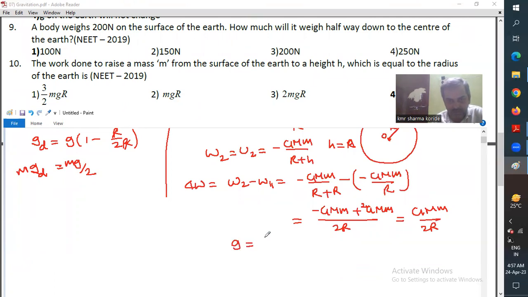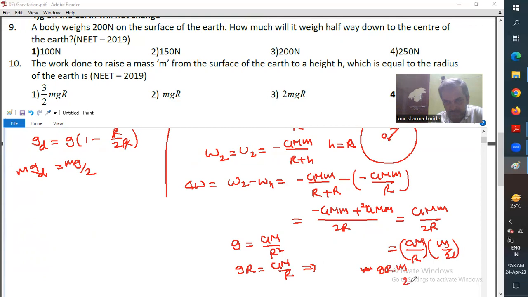So get the relation g is equal to GM by R square. So we can make this particular part GM by R with m by 2. From this, gR can be written as GM by R. So the final answer is GM by R replaced with gR. So m gR by 2. This is the answer. So I think the last option is correct.